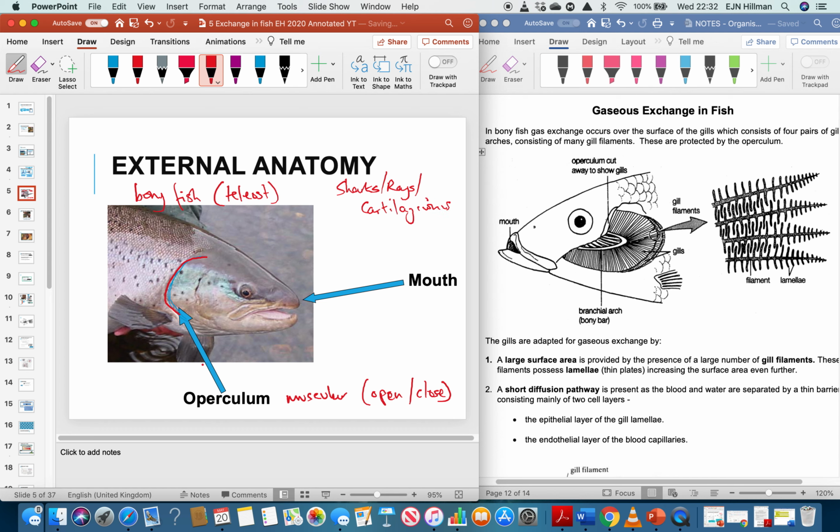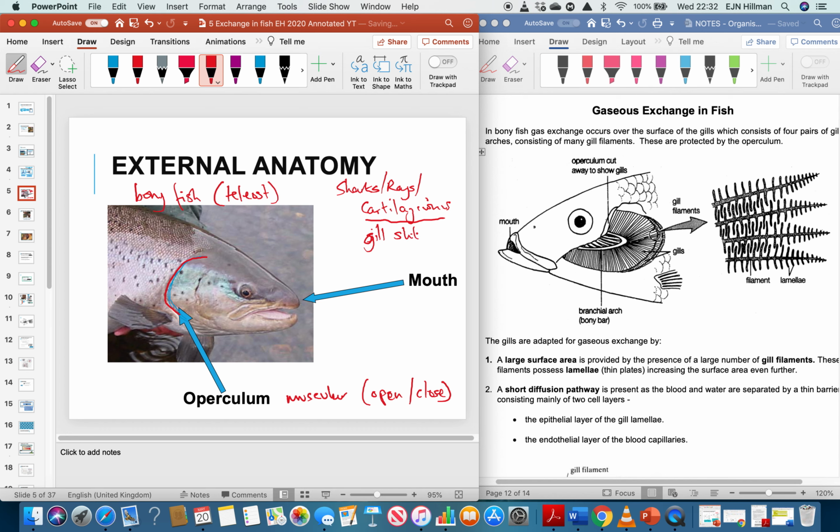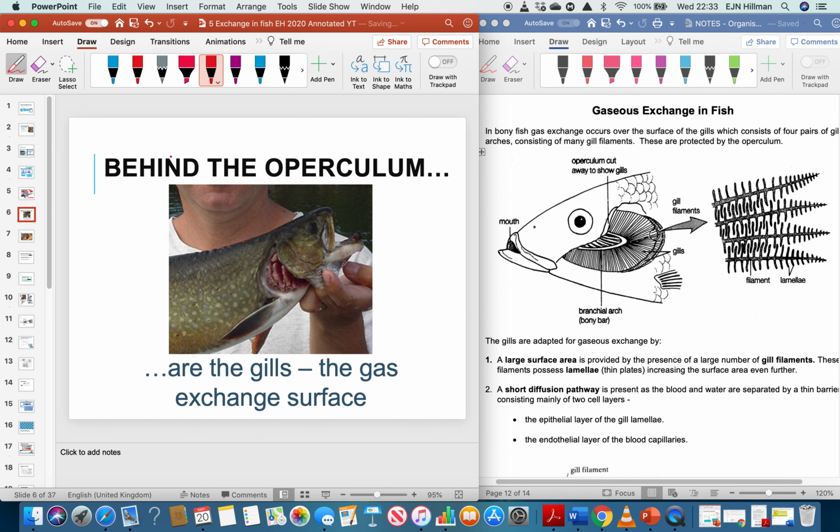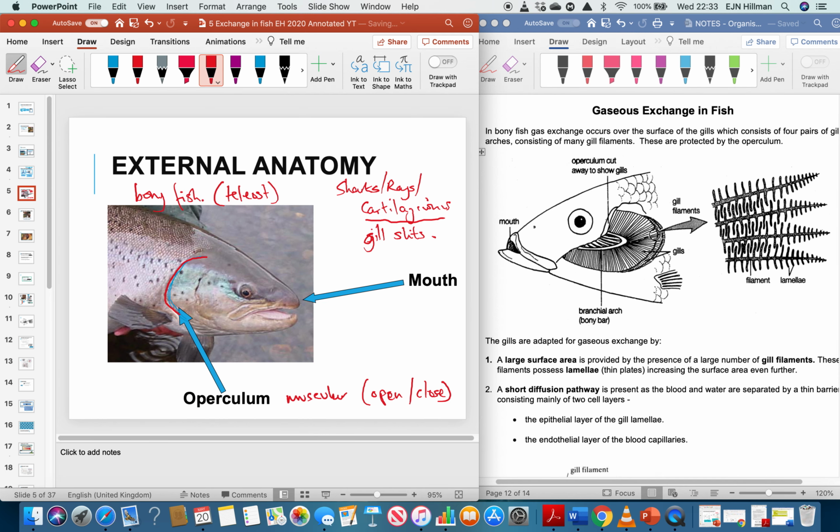Okay, and they don't have an operculum. They don't have this muscular opening and closing. The cartilaginous fish have what are called gill slits, and those gill slits freely open. You might have seen that if you watch a shark swimming forward, you might see those gill slits open, allowing the water to move through. Okay, we're going to focus on these bony teleost fish.